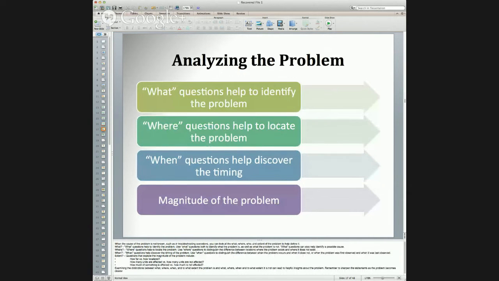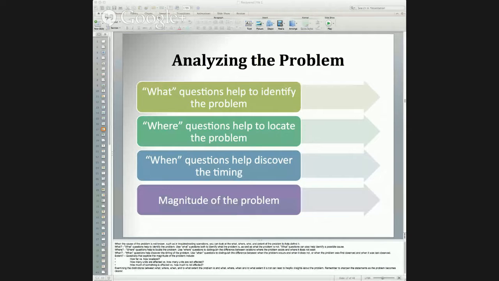Next, we will talk about analyzing the problem. When the cause of the problem is not known, such as in troubleshooting operations, you can look at the what, where, when, and extent of the problem to help define it. Number one, what. What questions help to identify the problem? Use what questions both to identify what the problem is as well as what the problem is not. What questions can also help identify a possible cause. Where. Where questions help to locate the problem. Use where questions to distinguish the difference between locations where the problem exists and where it does not exist.